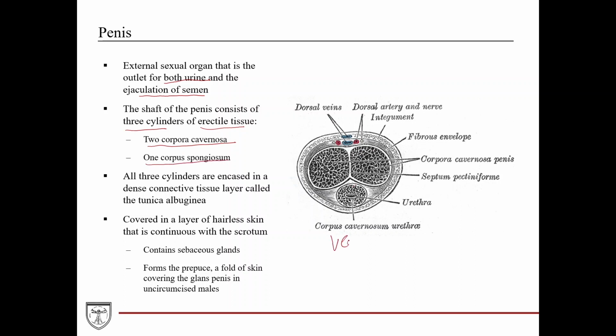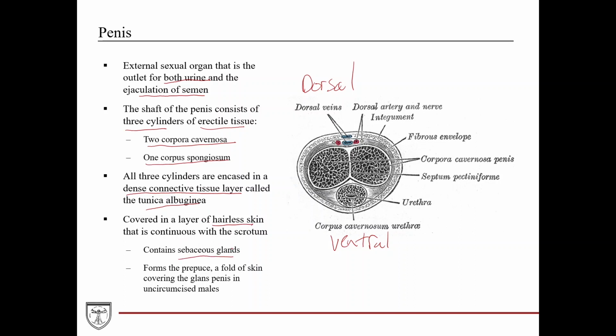This would be the ventral surface of the penis, and this would be the dorsal, or essentially the top of the penis here. That stems back to embryology and standard anatomical position. All 3 cylinders are encased in a dense connective tissue layer called the tunica albuginea. And so that's what holds the structures together. And then outside of the tunica albuginea, the shaft of the penis is covered in a layer of hairless skin that's continuous with the scrotum.